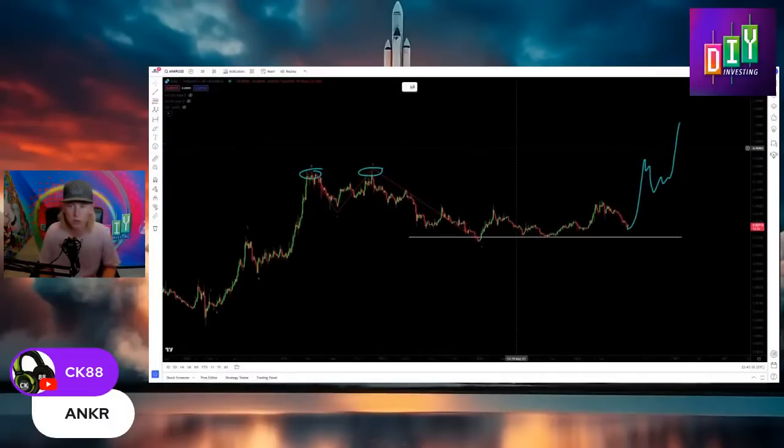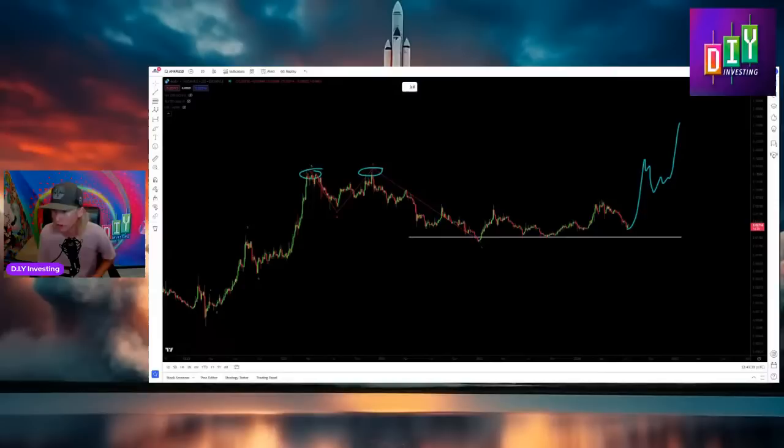This is what I'm leaning to with Anchor. It does look bottomed. I don't think that it's going to be breaking down from that accumulation range. Let's see here.